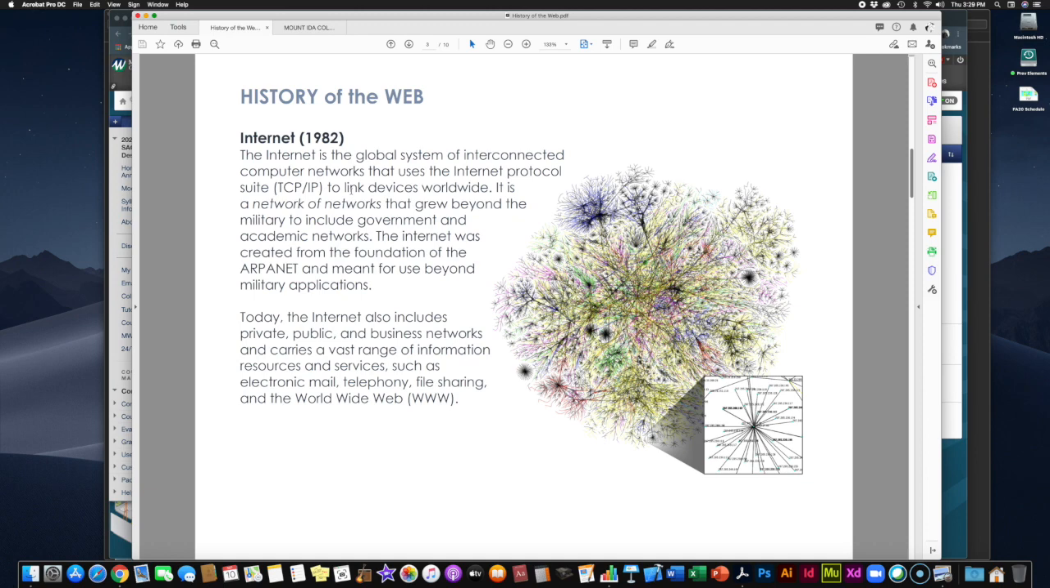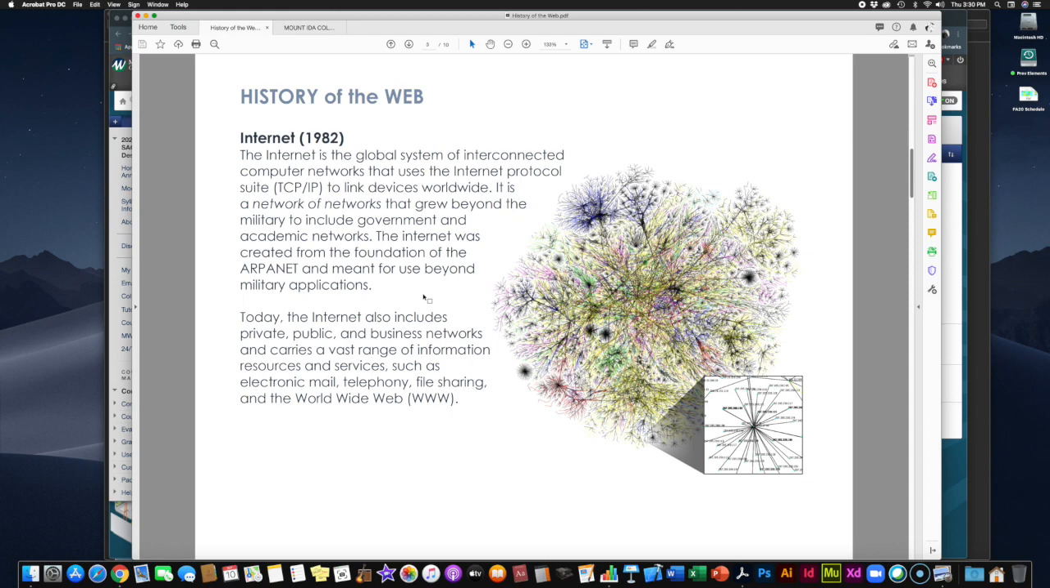So it was created on top of that foundation of the ARPANET that I mentioned a couple of seconds ago, and of course it is meant for use beyond military applications. So these days, today, the Internet also includes all sorts of private networks, public networks, interdependent business networks, and carries a vast range of information, resources, and services, everything from email to telephone lines that work over the internet to file sharing to the World Wide Web.